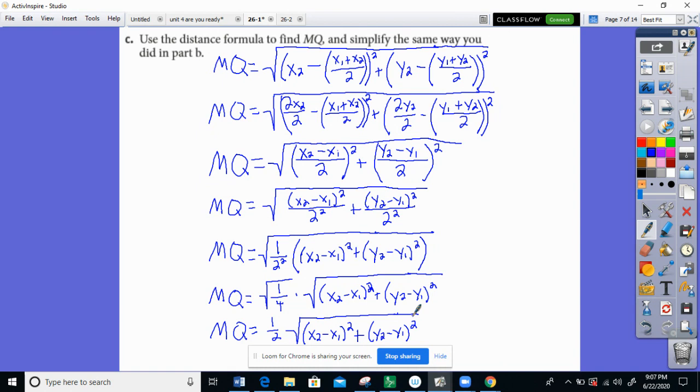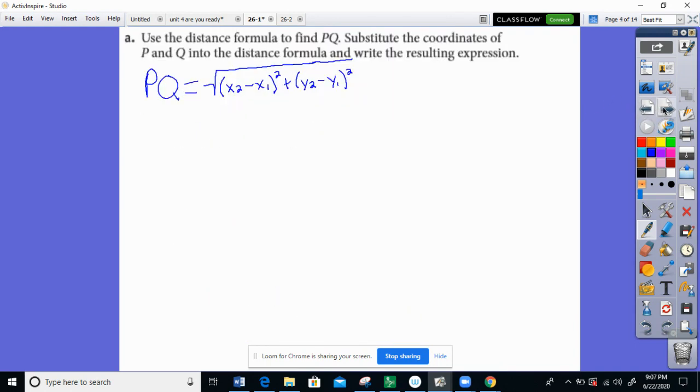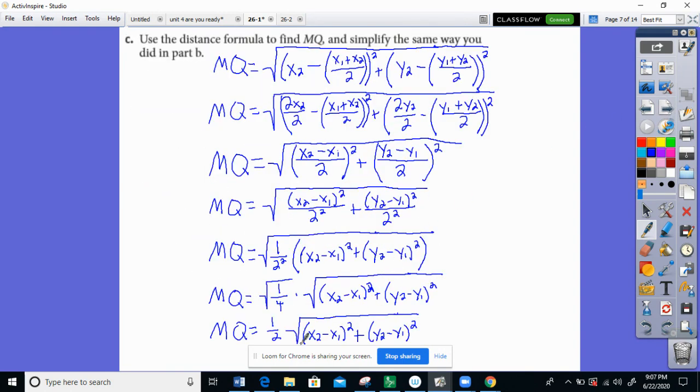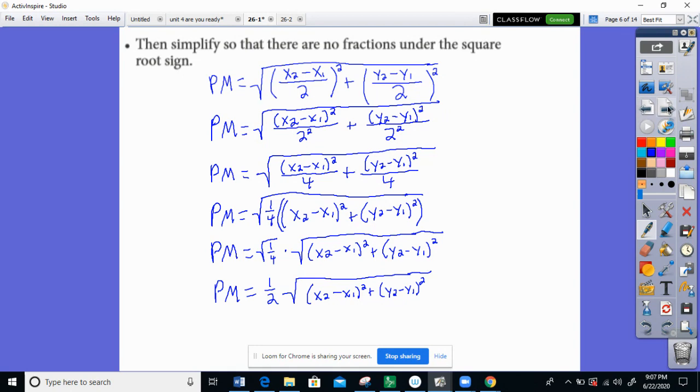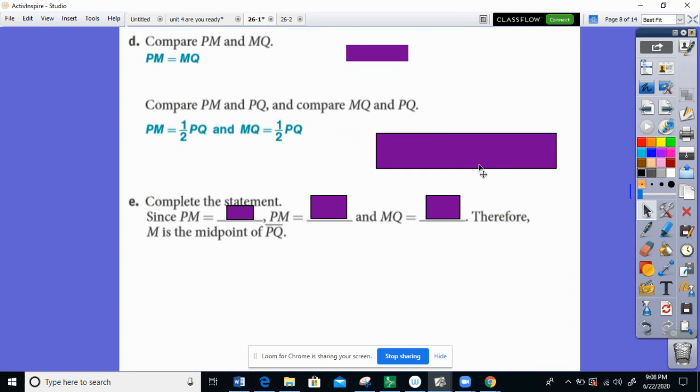So to sum it all up, what do we notice? Not only is MQ half the length of segment PQ, but segment MQ has the exact same length as segment PM. So that's what part D is asking us to think about. Compare PM and PQ and compare MQ and PQ. Well, we already saw that segments PM and MQ are both exactly half the length of segment PQ.